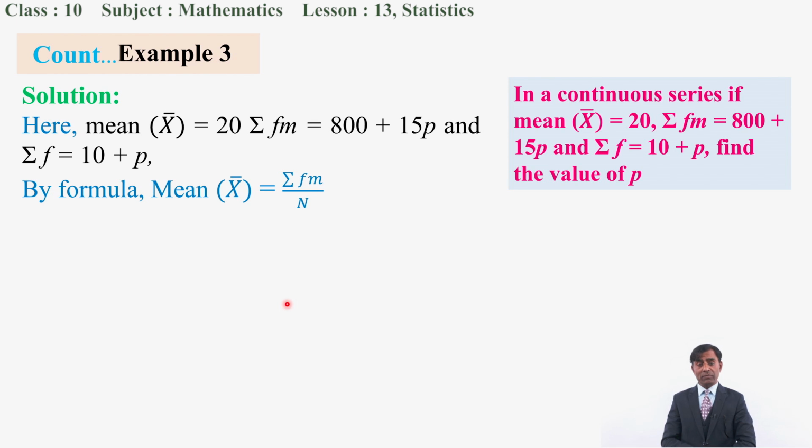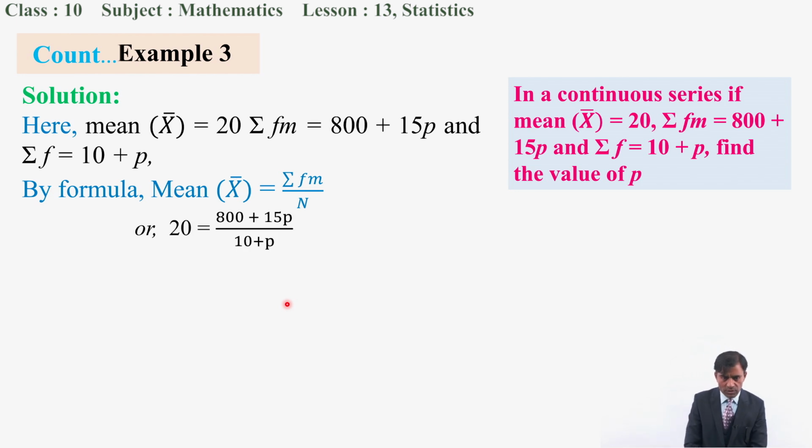It's already defined. But summation fm is not completely defined because p is an unknown quantity. So substitute 800 plus 15p. Even summation of f, which is also called n, is not completely defined, with the unknown quantity p, that is 10 plus p. Replace x bar, summation fm and n in their respective places. Right, 20 is equal to 800 plus 15p divided by 10 plus p.